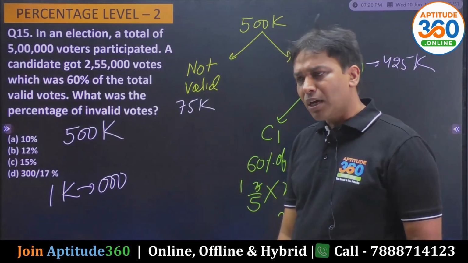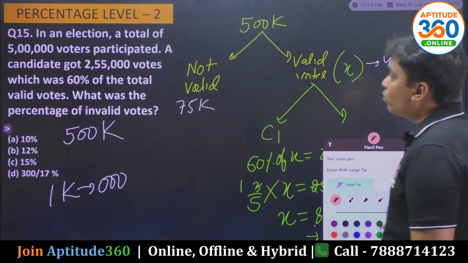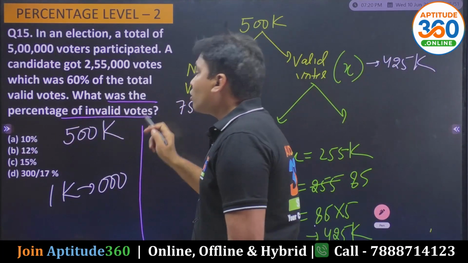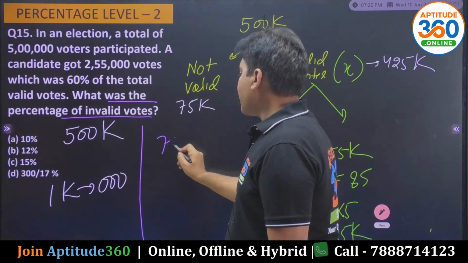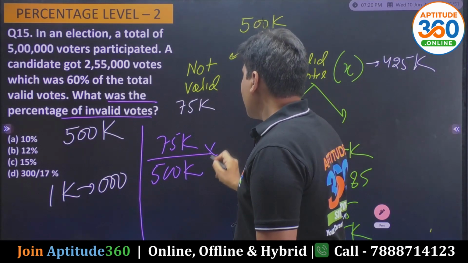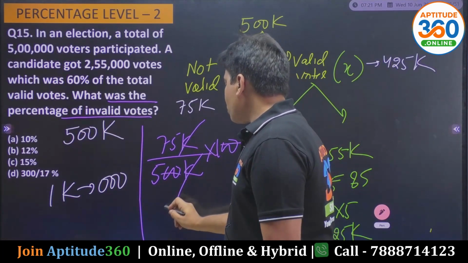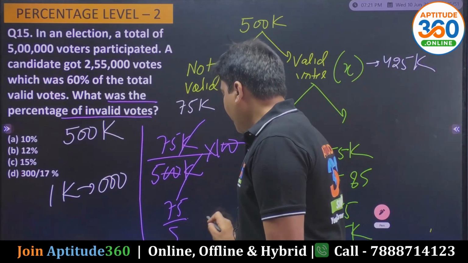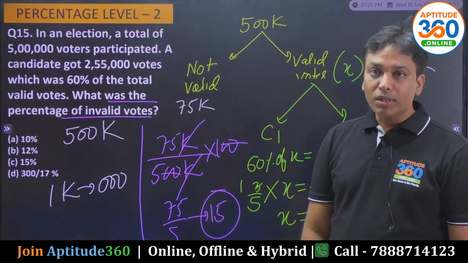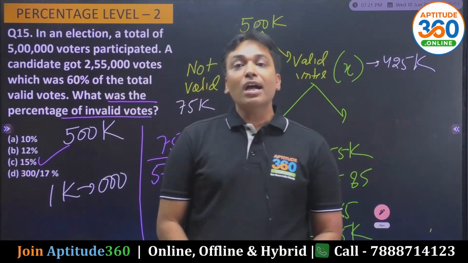75k is 75,000, right? What this problem is asking you is what was the percentage of invalid votes. So 75,000 is what percent of 500,000? That is what this problem is asking you. K and K are gone. These two zeros are gone. 75 upon 5, you are getting this as 15%. Problem is solved, isn't it? So what is the right answer out here? Option number C is the right answer.